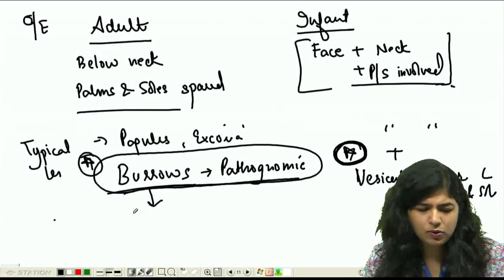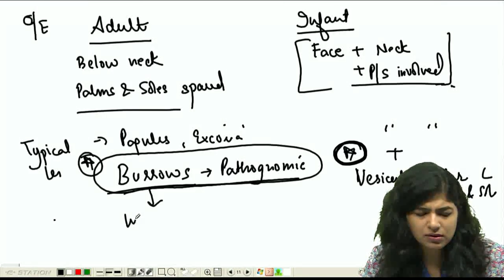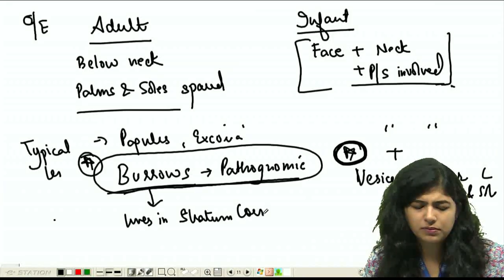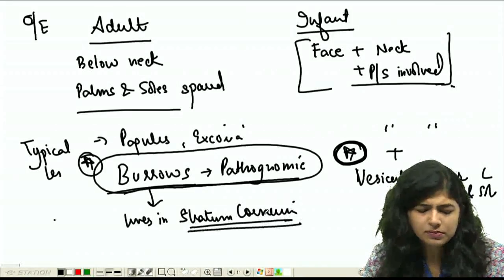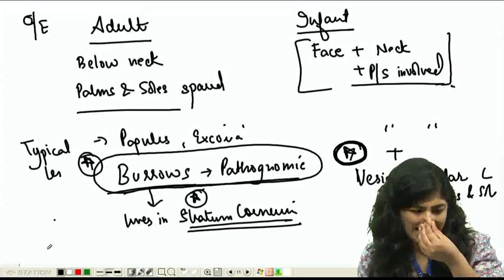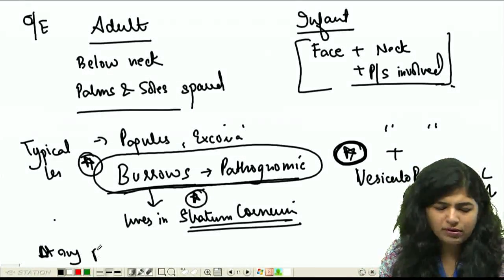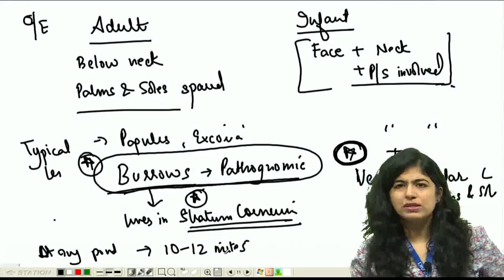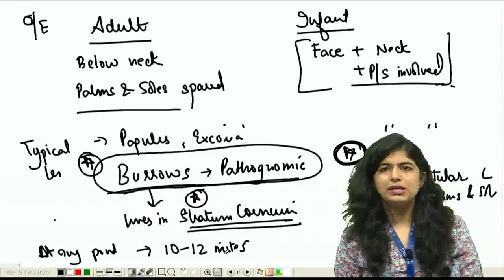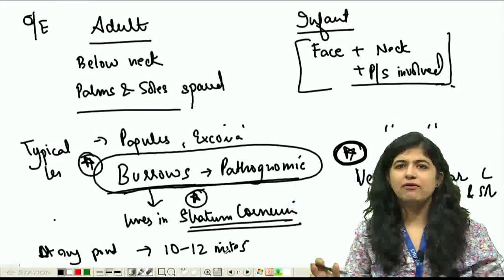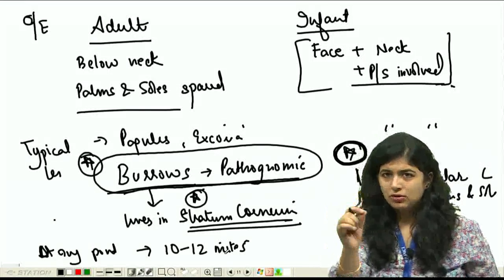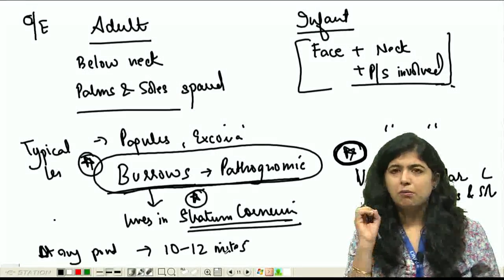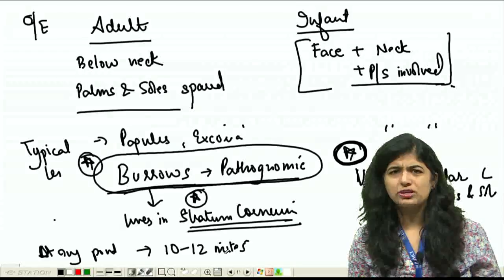What is a burrow? Burrow is the place where the mite lives in the stratum corneum. So this is found in the stratum corneum. And at any point, you have only 10 to 12 mites on the body. So the innumerable papules that you have, that is due to the type 4 HS response. That does not mean that I have 1 million mites on my body. I have only 10 to 12 mites on the body. The itching is due to the type 4 hypersensitivity response. Multiple lesions, papules and excoriations and burrows.